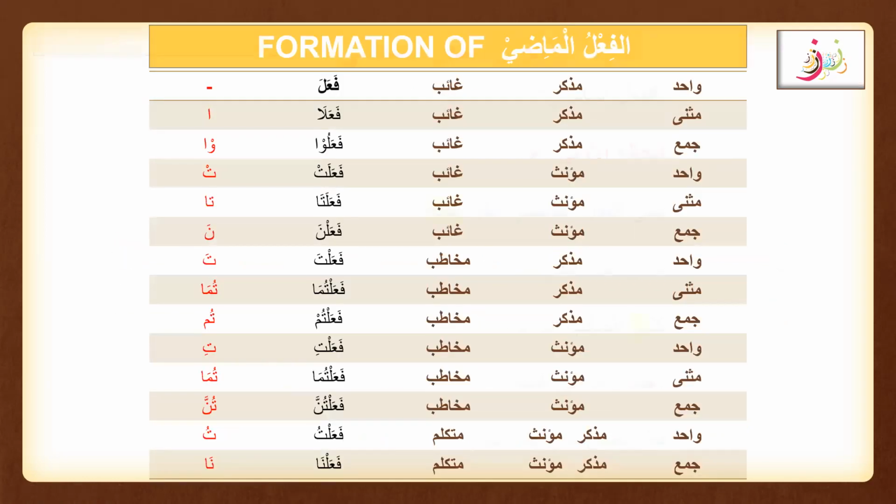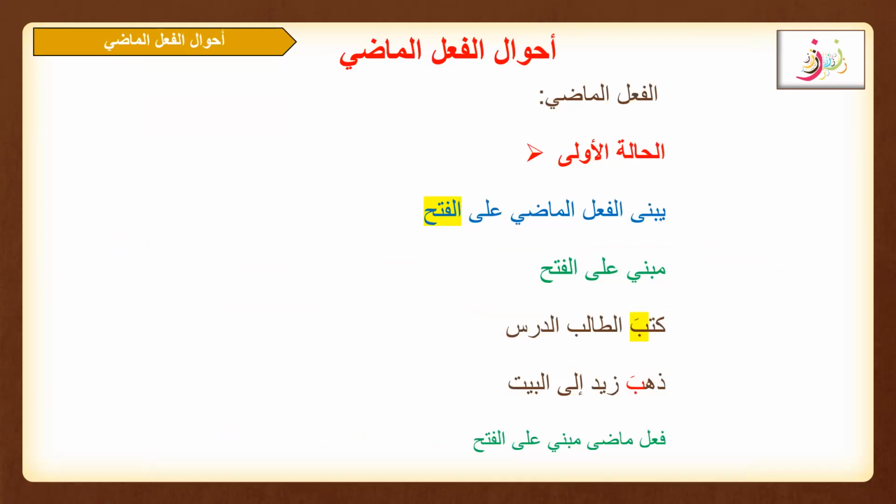Then we did some charts for Fa'il Madi. We did the ahwal for Fa'il Madi. We learned about the three types of halat for the Mabni states for Fa'il Madi. The first halat was when Fa'il Madi is Mabni al-Fatha, and we did the example for the Huwa version: Kataba al-Talib al-Darsa, Zahaba Zaydun ila al-Bayti. We did it already, and we learned how Fa'il Madi is Mabni on Fatha.